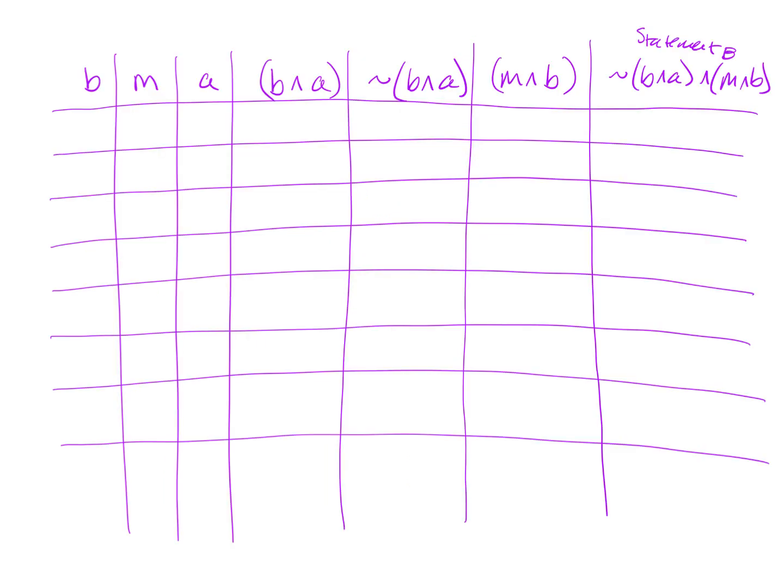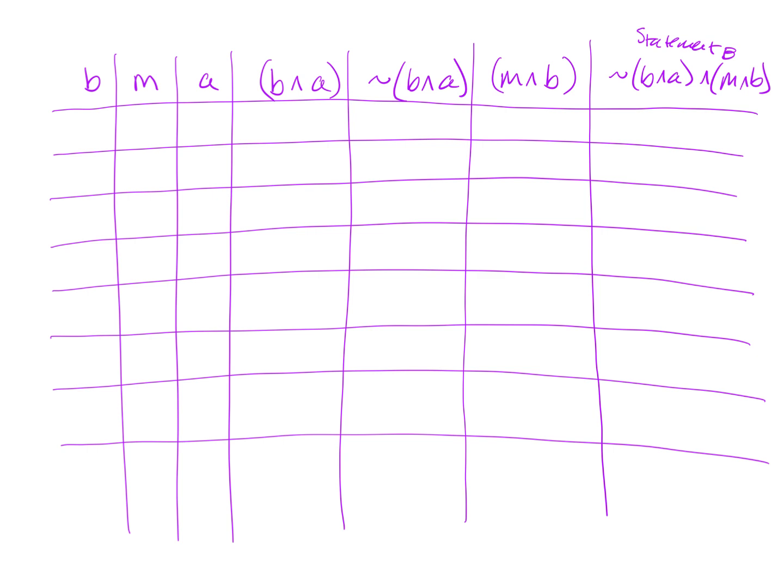Okay, I've gone ahead and set up the truth table for statement capital B. So the truth table that they gave us in WebAssign just had B, M, and A, and then it jumped all the way down here to statement B. So I've broken statement B down into smaller pieces whose truth will be easier to analyze. So this first part of statement B is not B and A. So I'm just going to look at B and A first. Then I'm going to look at not B and A. Then the second half of this and statement is M and B. So I'm going to look at that by itself. And then finally, I'm going to look at an and statement between these two columns.